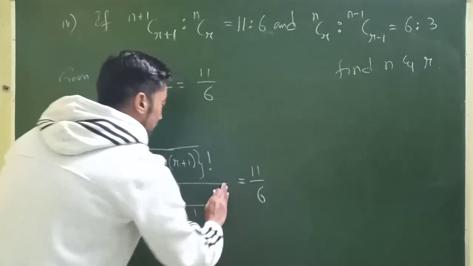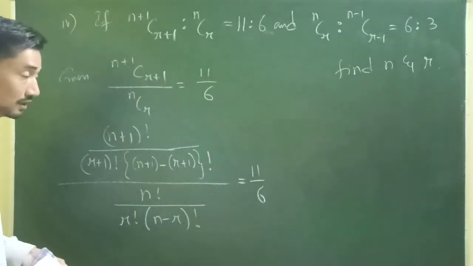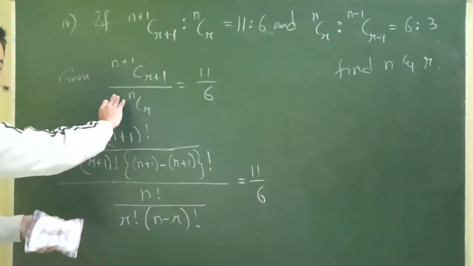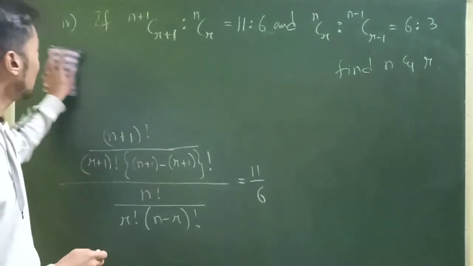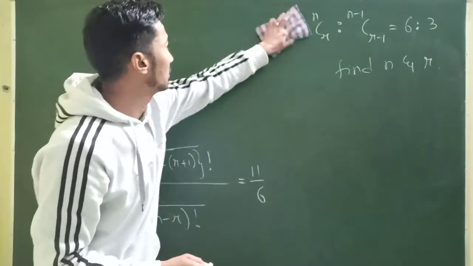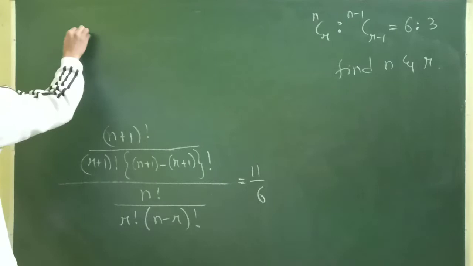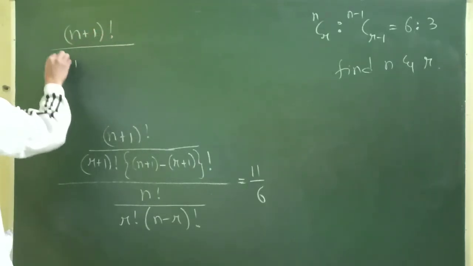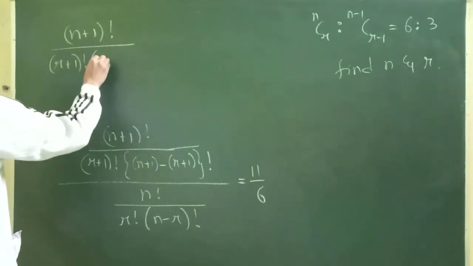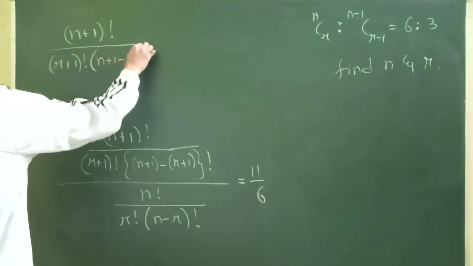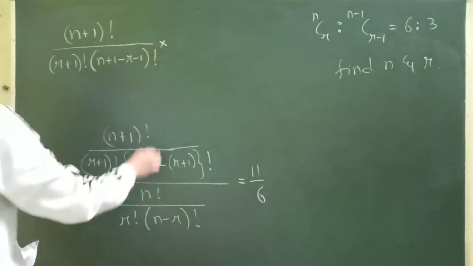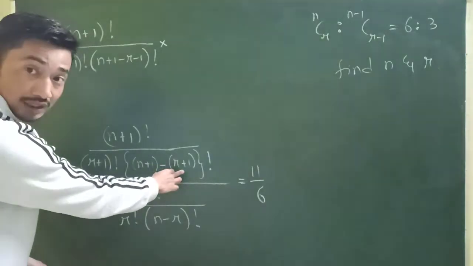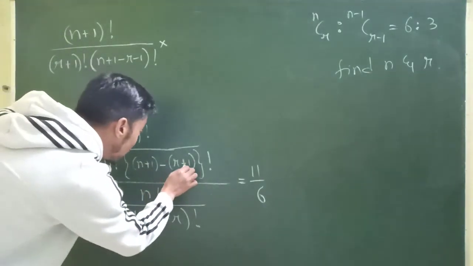11 by 6. Alright, I don't want to move that side, so I'm going to rub this part, this part and this part, which we have already used. So that will be n plus 1 factorial upon r plus 1 factorial, n plus 1 minus r minus 1 factorial. This is where many students mess up. Careful, n minus r. What is n? N plus 1. What is r? R plus 1. You can see.